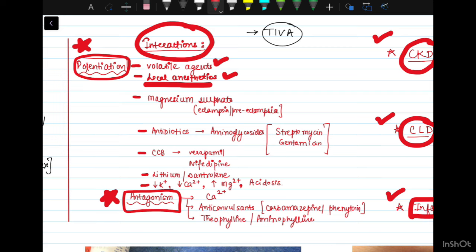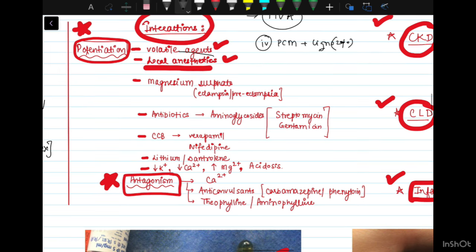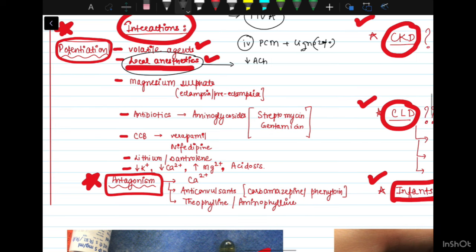If you're giving it in IV form for antiarrhythmic action, or as a part of analgesia, we know that in multimodal analgesia we give PCM, and a lot of people do add lignocaine 2% to it. So this is going to be the IV form for analgesia. And such patients also have a reduced requirement of muscle relaxants, because this local anesthetic will lead to decreased production of acetylcholine from the presynaptic receptors.